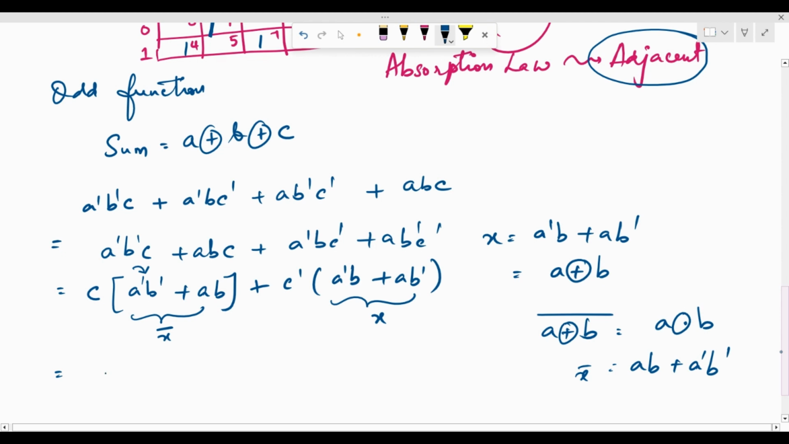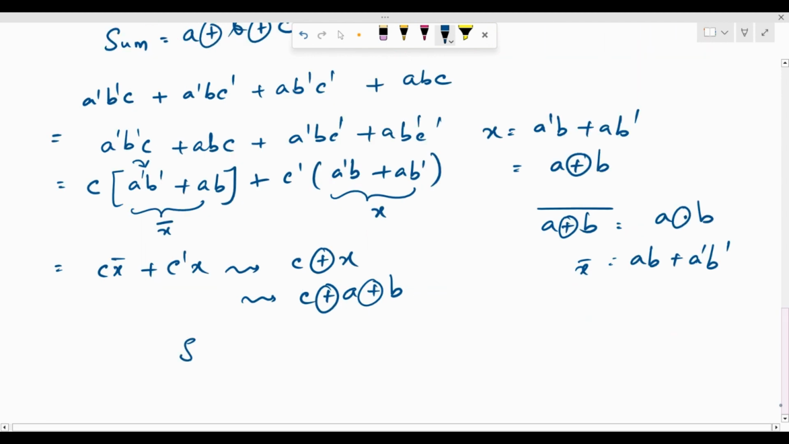So now I have C X bar plus C bar X. Looking at this term, again we can say this is the XOR between C and X. Now let me replace X over here. Then what do I get? C XOR A XOR B. So therefore I can say that the sum is nothing but A XOR B XOR C.